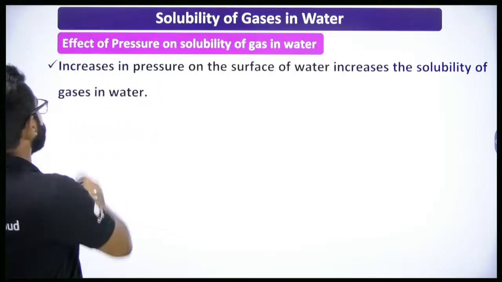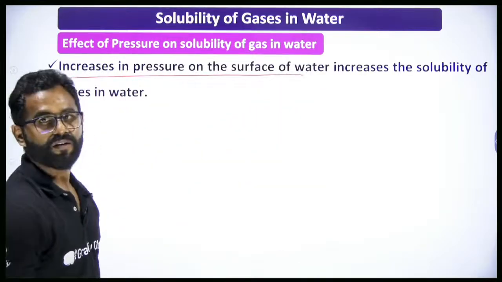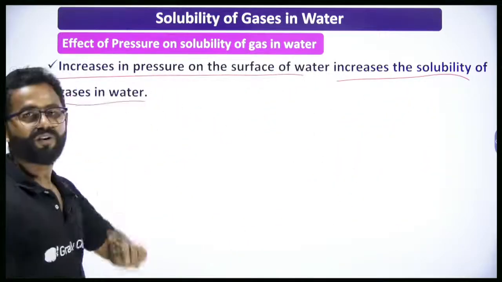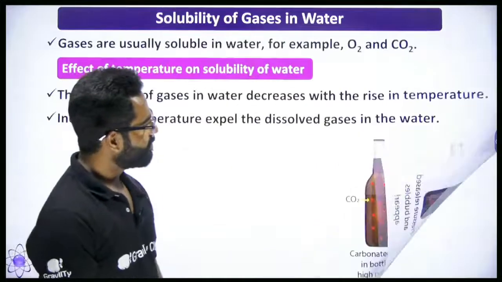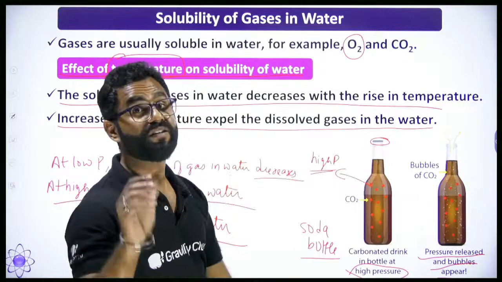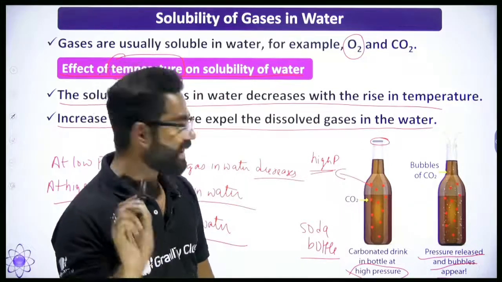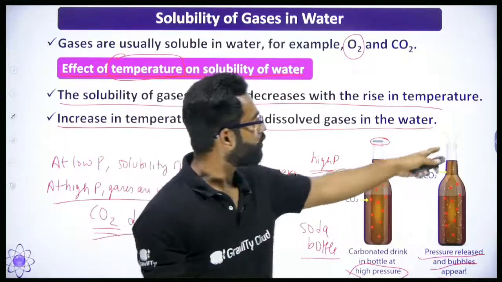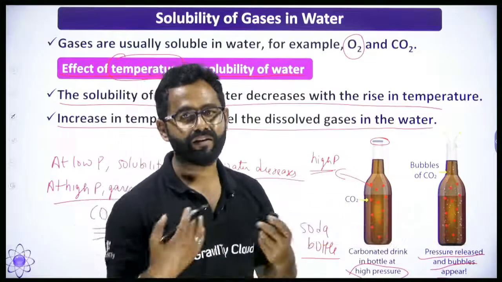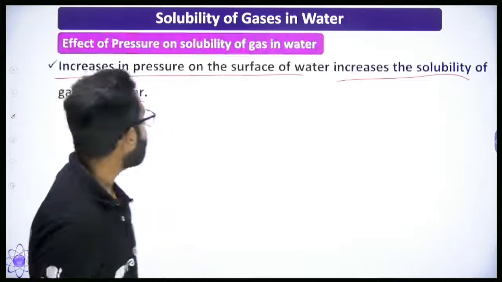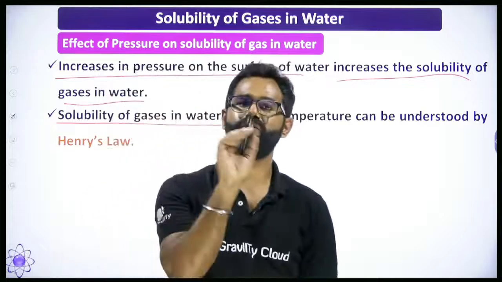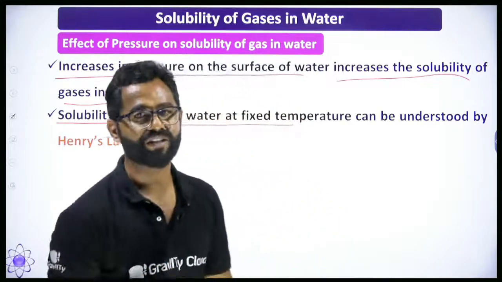Second case is regarding the pressure. Increase in pressure on the surface of water increases the solubility of gases in water. That is what is happening here. The cap is there on the surface of the bottle, so the pressure is high. That's why carbon dioxide is dissolved. But the moment you remove the cap, the pressure reduces. When the pressure reduces, solubility decreases. So, solubility of the gas in water decreases with the decrease in pressure, and increases with the increase in pressure.